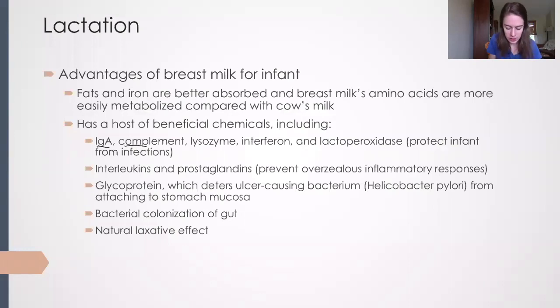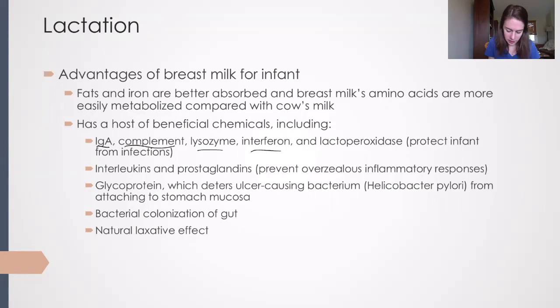IgA, which is one of those antibodies, complement, lysozyme, interferon, all of those that help in the baby's immune response, because whatever mom has been exposed to, she's already producing antibodies for whatever is in her environment. So this is a really good way to provide some early stages of immune functionality, which the baby is probably not prepared yet to produce on its own.